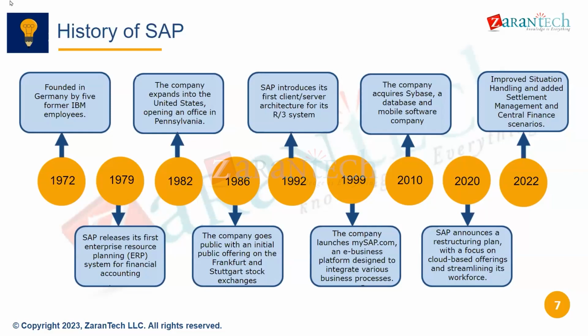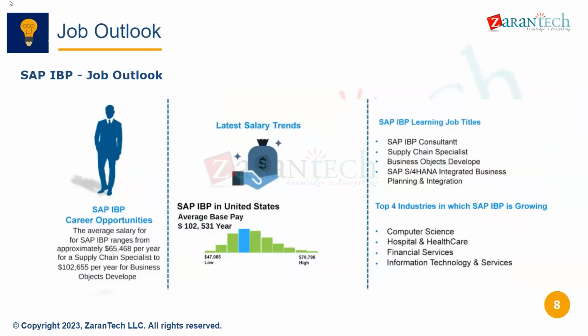Okay, perfect. So as I mentioned, the job outlook, the career opportunities in the SAP IBP system. On average, a person who is working on SAP IBP, or who has good knowledge or hands-on experience with the SAP IBP system, gets an approximate salary of $65,000 to $100,000.